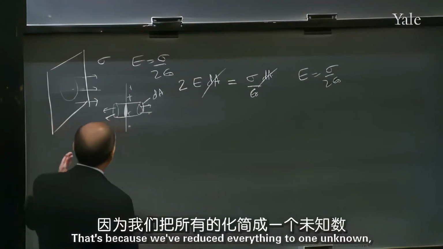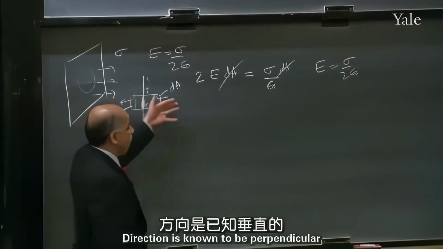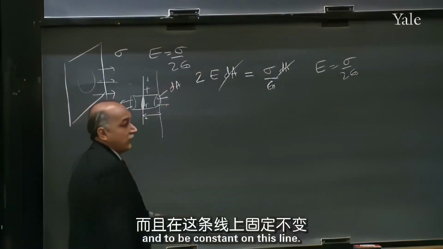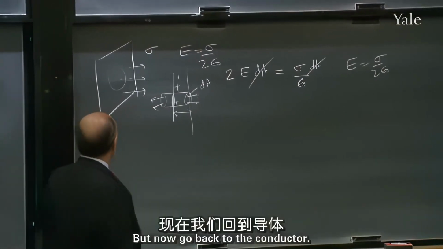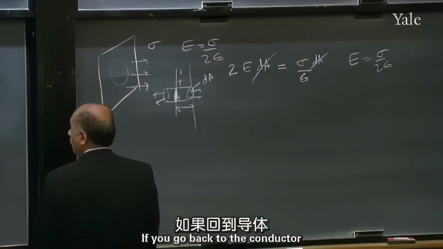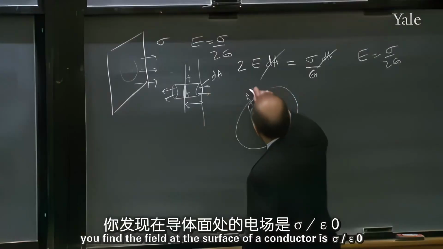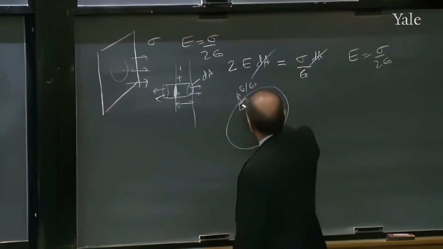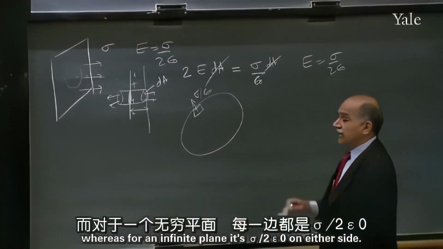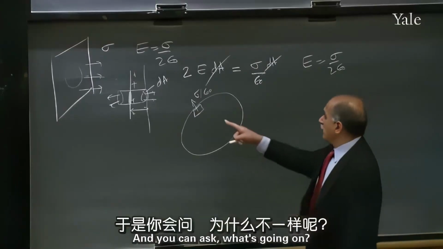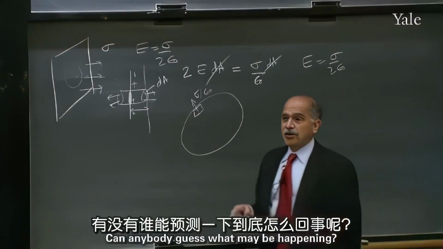That's because we've reduced everything to one unknown, namely, what is the magnitude of the electric field at a certain distance from the plane? Direction is known to be perpendicular and to be constant on this line. Then the one number came out to be, in fact, independent of how far you are. But now go back to the conductor. If you go back to the conductor, you find the field at the surface of a conductor is sigma over epsilon 0, where sigma is the charge density there. Whereas for an infinite plane, it's sigma over 2 epsilon 0 on either side. And you can ask, what's going on? Why is it sigma over epsilon 0? Can anybody guess what may be happening?